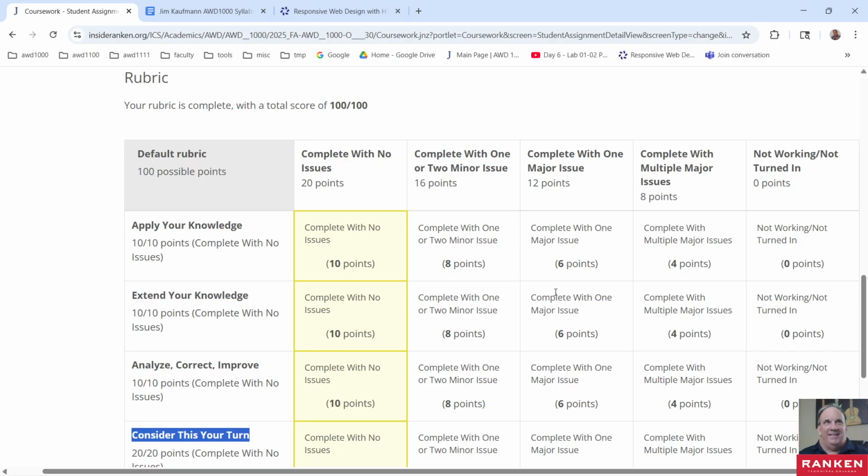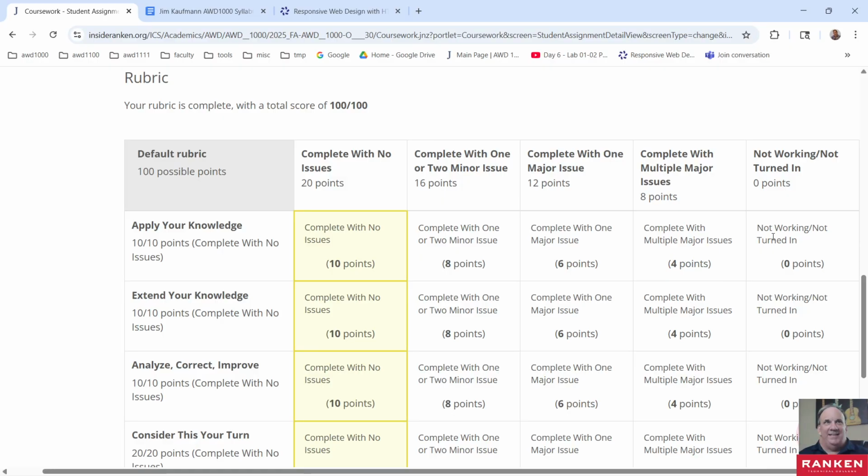Okay, so me as an instructor, I will come in and I will grade it based on these things. Complete with no issues, you're going to get 10 points on this one. Okay, this is a 10-point one. Complete with 1 or 2 minor issues, you get 8 points. Complete with 1 major issue, you're going to get 6 points. Complete with multiple, you're going to get 4 points.